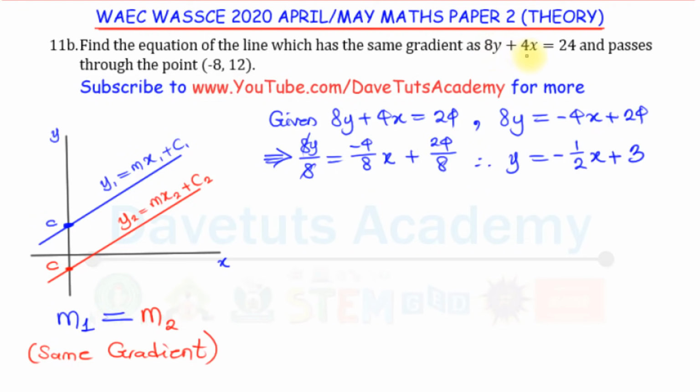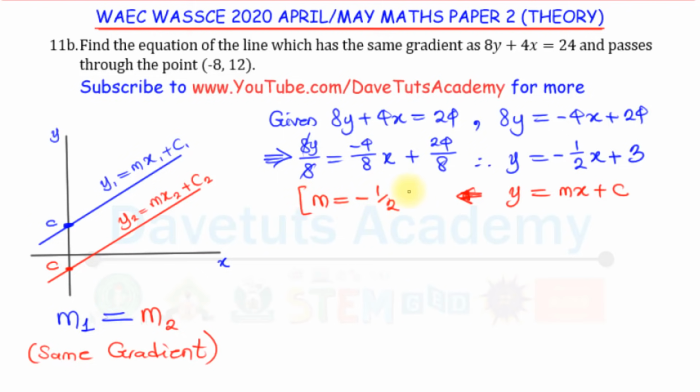Instead of writing 8y plus 4x is equal to 24, we can write it as y is equal to minus 1 over 2x plus 3. Why did we do this? Because we want it to look like y is equal to mx plus c. And you can see from here, what are we noticing? We are noticing that this means that our m is equal to minus 1 over 2.